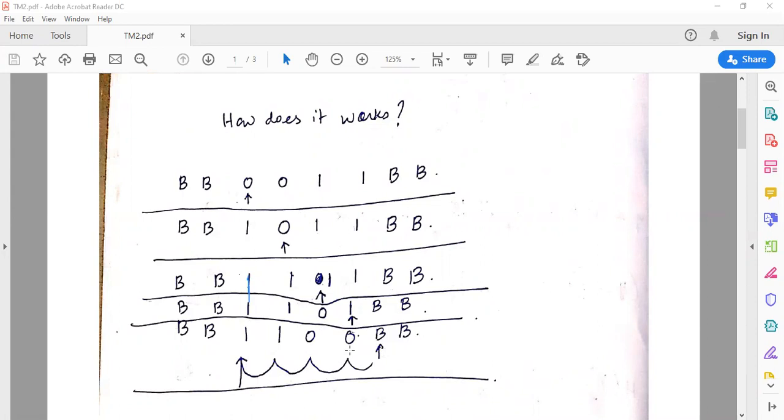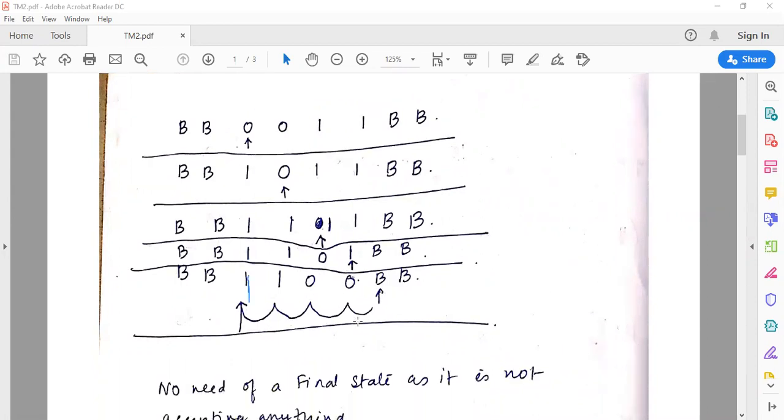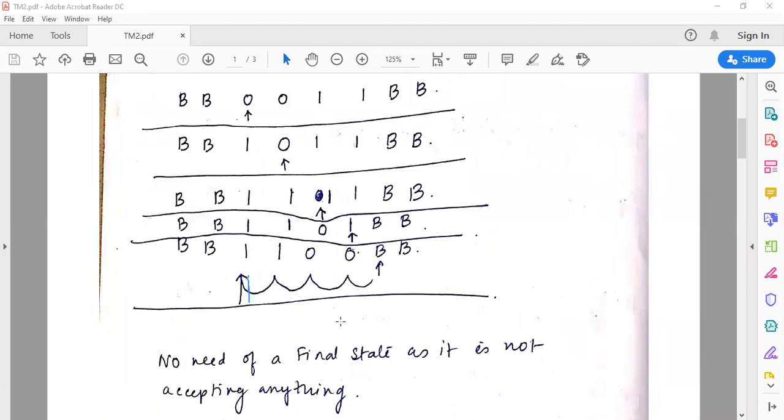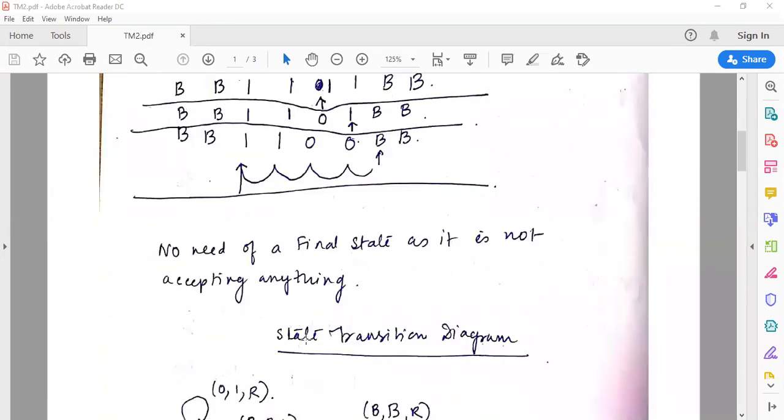So now we'll directly go to the construction of the state transition diagram. And one more thing, students, if you look at this carefully, you can see that we do not have a need of a final state over here, as it is not accepting anything. It is actually generating the ones complement of a given number. It is performing a particular mathematical calculation, but it is not accepting anything. So we do not have a final state over here. We just need the Turing machine to halt at a particular point, right?